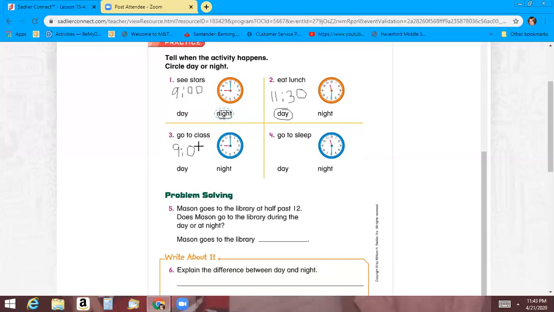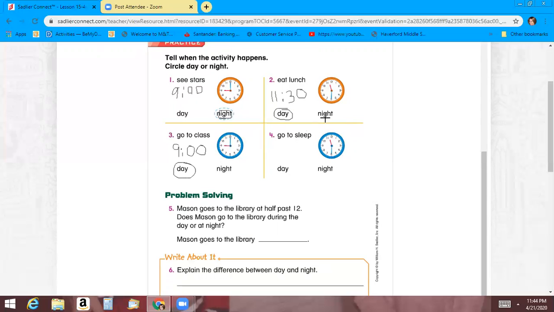We need to know, though, if you go to class, do you go to class 9 o'clock during the day, or do you go to class 9 o'clock at night? I know if I'm going to class, I'm going 9 o'clock in the morning. I'm going to go in the daytime. So go ahead and circle day for number 3. And then we'll look at number 4.